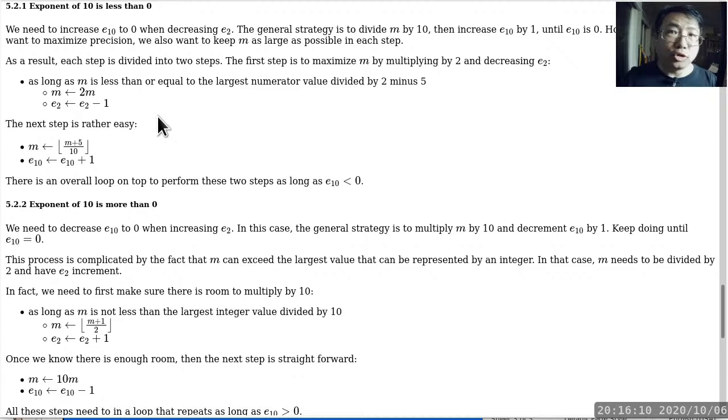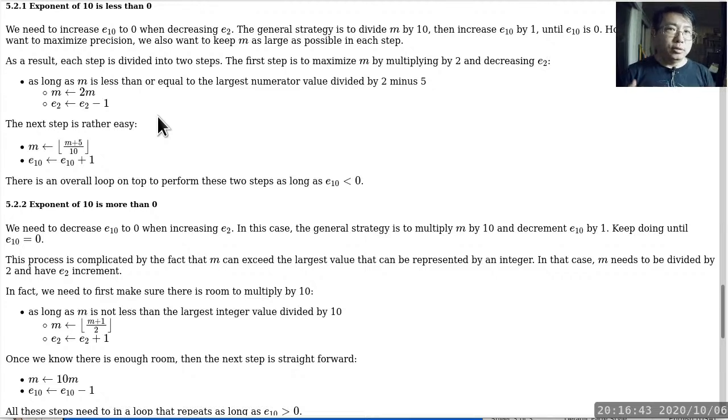And then there's also the structure of the loop. I can tell you that there are multiple ways to structure the loops, but the way that makes more sense to me is to have a nested loop. The outer loop is basically just saying, as long as exp10 is less than 0, let's do this. The inner loop has the responsibility of saying, I want to make m as large as possible. That's the job of the inner loop.